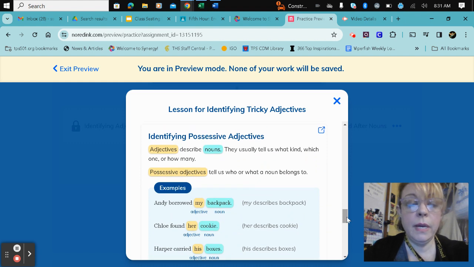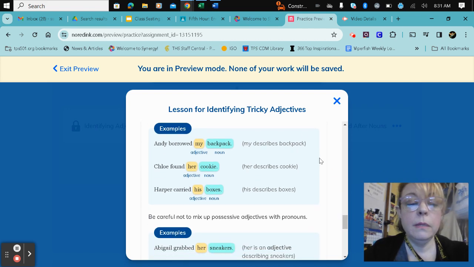Identifying possessive adjectives. So this is usually like a pronoun. Possessive adjectives tell us who or what a noun belongs to. Examples: Andy borrowed my backpack. My is the adjective. Chloe found her cookie. Her describes cookie. Harper carried his boxes. His is the adjective that describes boxes.